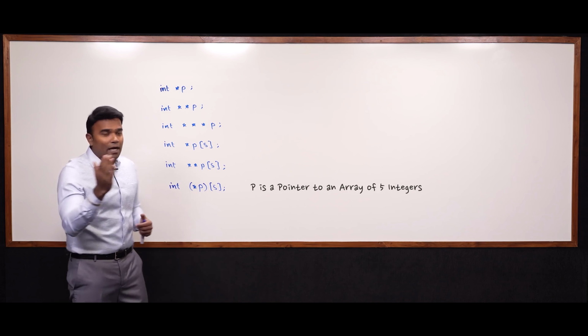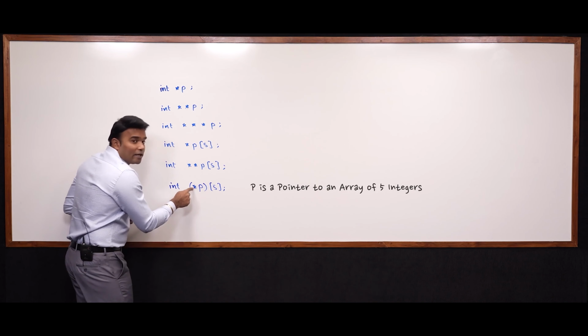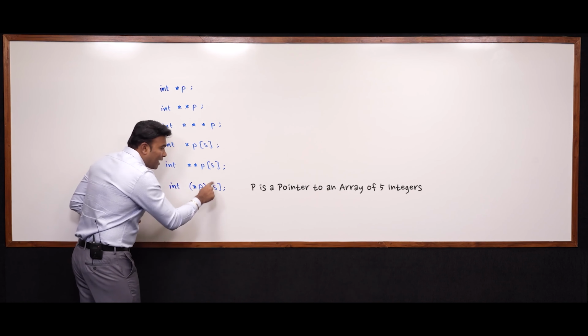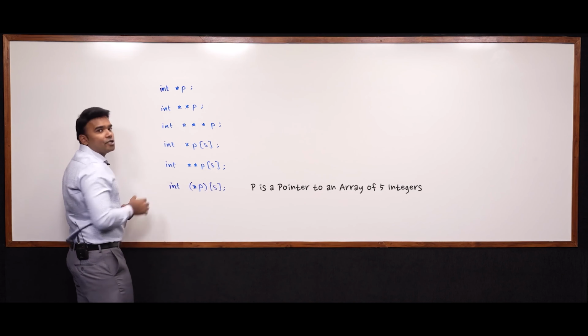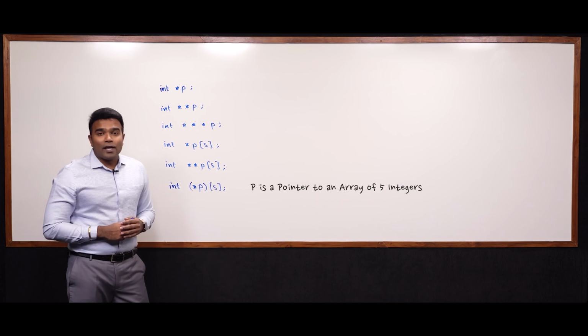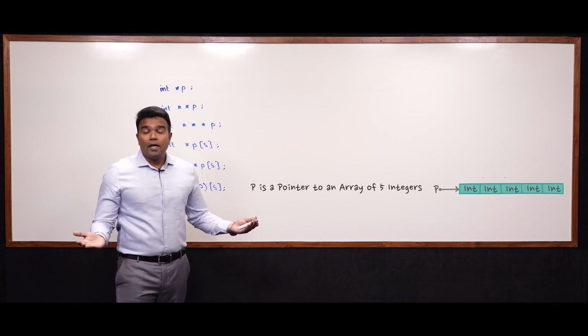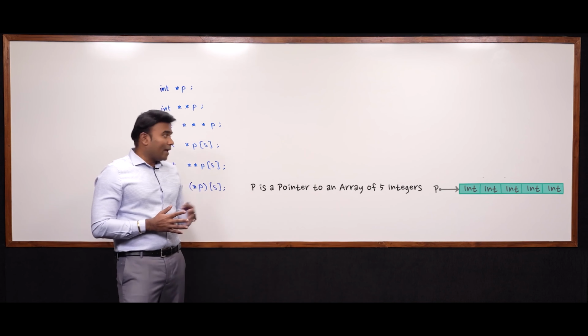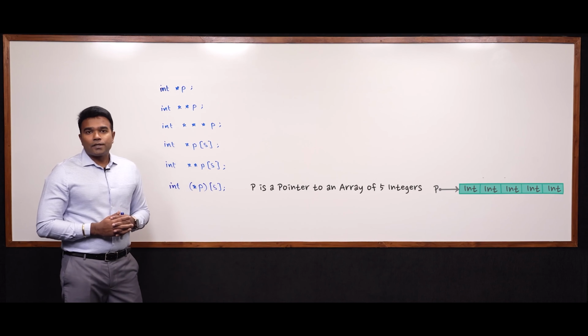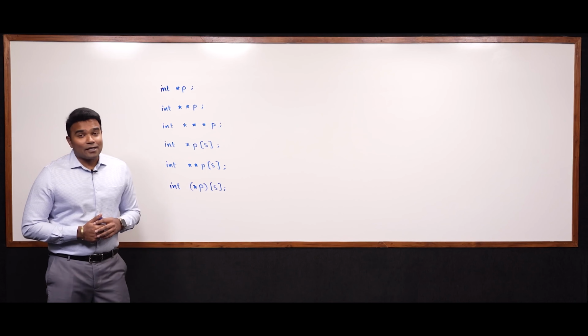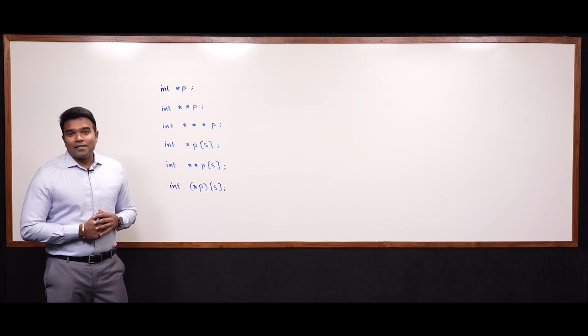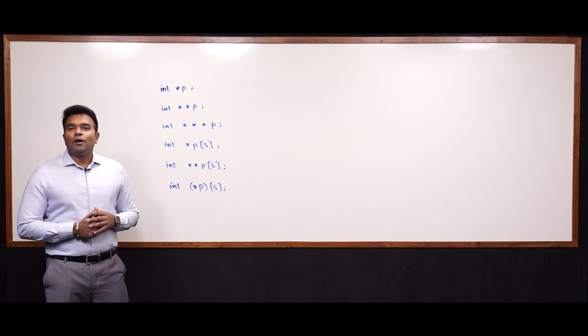So going by that, I would be reading it as P is a pointer to an array of 5 integers. And pictorially, how does it look? Like that. And there you can notice P is a pointer to an array of 5 integers. I'm sure now you have been able to understand as to how you can read these declaration statements involving pointers.